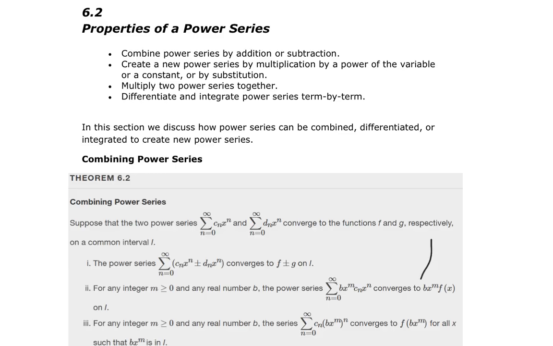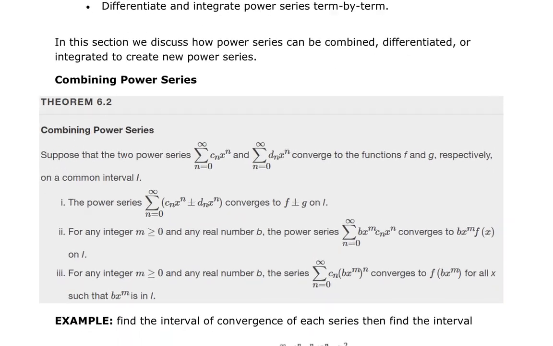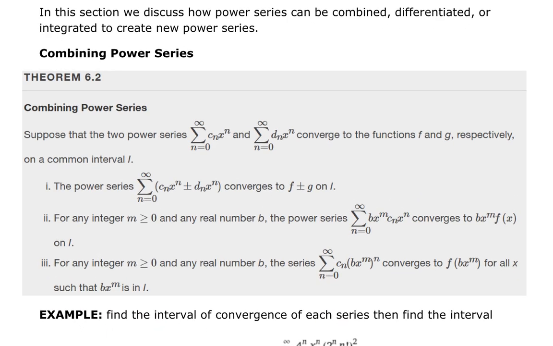So the first one we're going to do is combining functions. So let me erase this line I put on there because we don't need that. And suppose you have two power series. You have c sub n, x to the n, starting at n equals 0 to infinity. And we have d sub n, x to the n. And both of those power series converge to some functions f and g respectively on some interval that they share, I. Then I can add these two power series, and if f and g converge on this common interval I, then the addition or subtraction will also converge on this interval I.